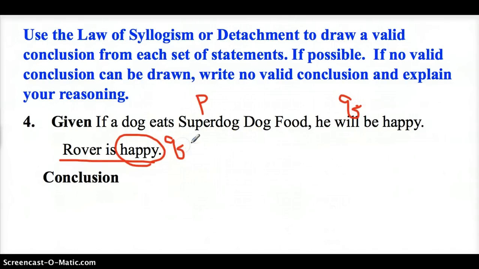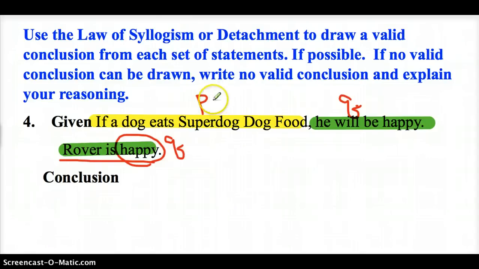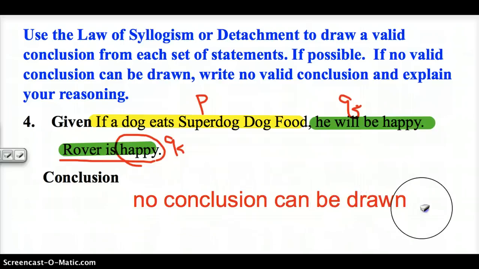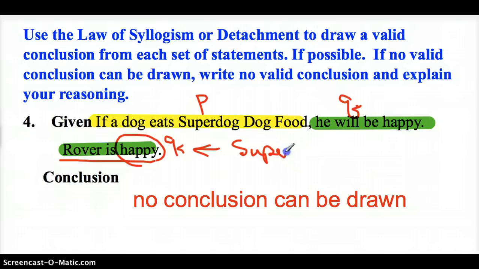I was thinking that this was detachment because I'm separating these two here. I have super dog food and then I have a happy dog here. But this Rover is happy is the Q and it's supposed to go P, Q, P, and then Q. So in this example, no conclusion can be drawn because this statement should be dealing with the super dog food.